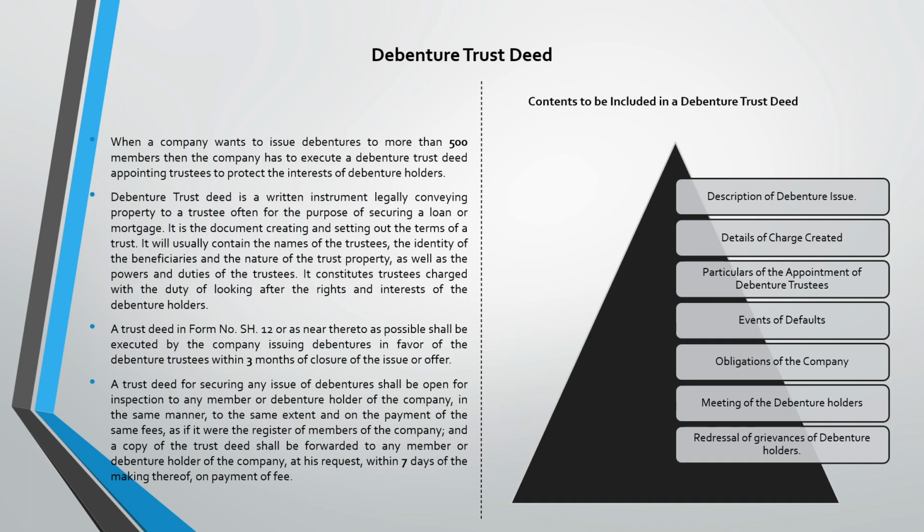The ROC has prescribed a particular form for this, form SH12, and the debenture trust deed needs to be executed as near to it as possible. These are the words used: as near thereto as possible, with form SH12. So it is not mandatory that every company execute a trust deed exactly in form SH12. It should be as near to it as possible.